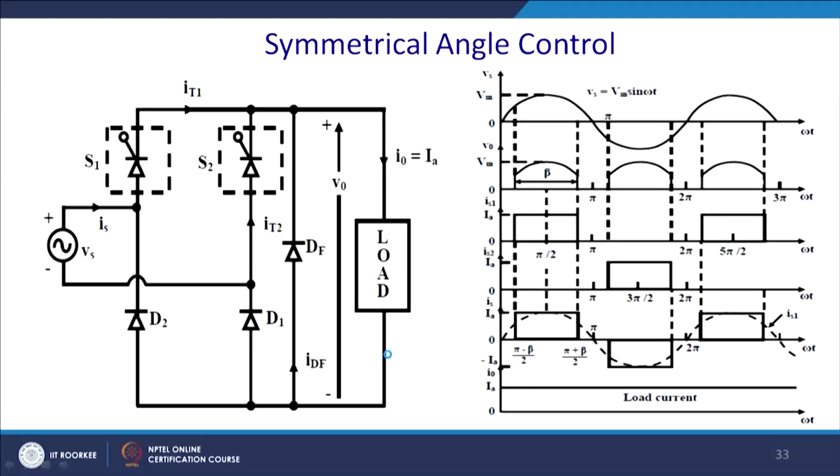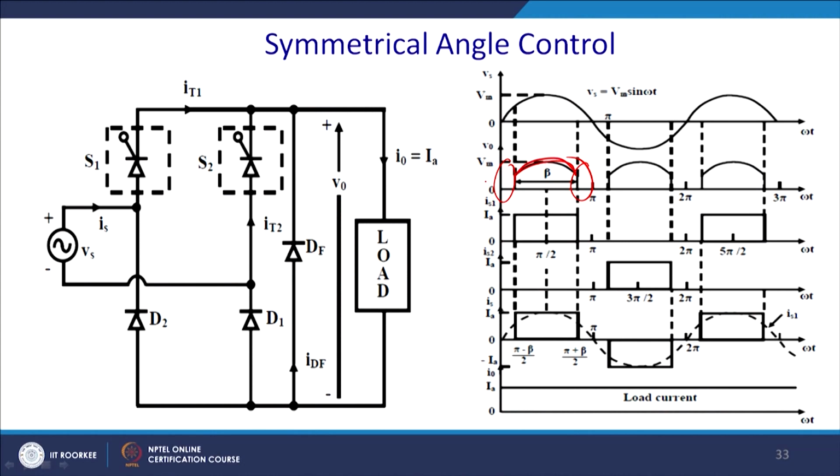Now, another is symmetrical angle control. So, you will chop from both the sides, this side as well as this side. What happens here is you have the upper two thyristors, and the thyristors can be commutated, or you can have a force commutation, or you employ GTO. So, you trigger at an angle alpha, and thereafter you trigger it off at an angle beta.